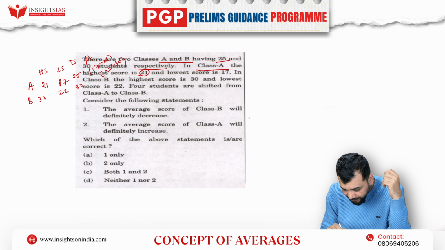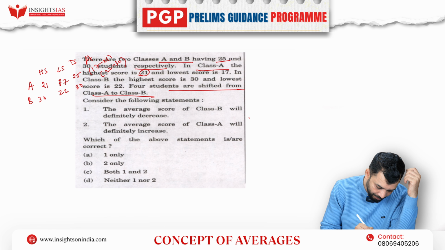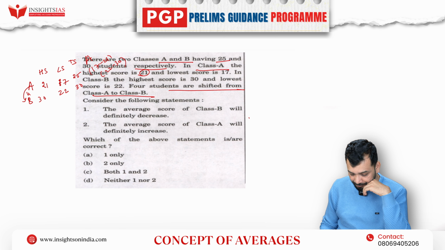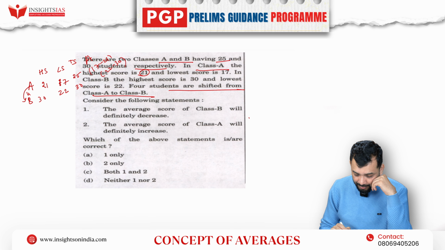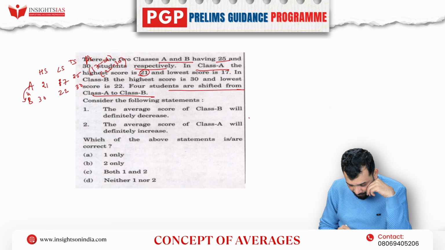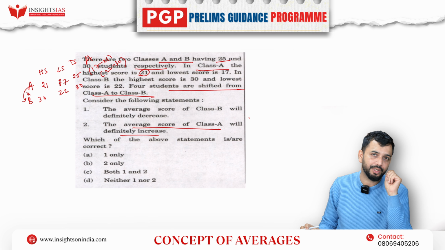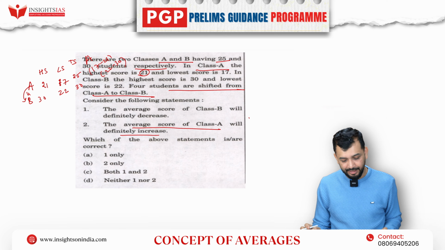Now, 4 students are shifted from class A to class B. Now, consider the following statements. Point number 1: the average of class B will definitely decrease. Now the average score of class A will definitely increase. There are two cases. First we will see the first case.